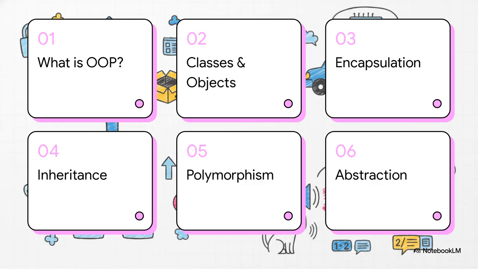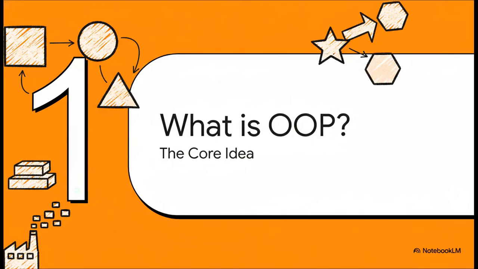So here's what we've got on deck today. We'll start with the big picture. What is OOP? Then we'll get into the absolute basics, classes and objects. After that, we're going to walk through each of the four main principles, one by one: encapsulation, inheritance, polymorphism, and abstraction. All right, first things first, let's get right to the heart of it.